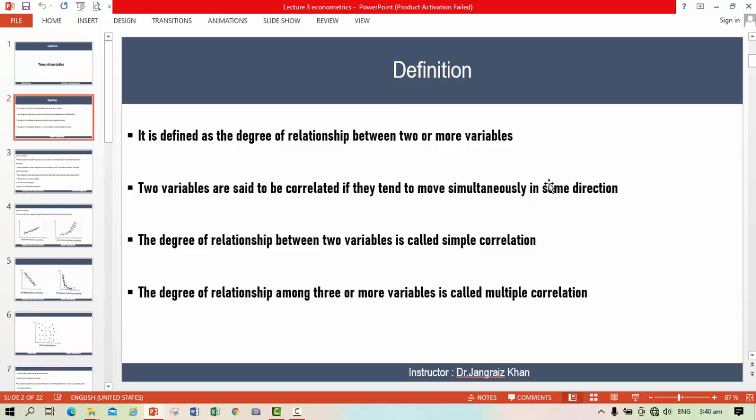If it is between two variables, we call this simple correlation. For example, the price and quantity supplied. If we find the degree of relationship between price and supply, then it is simple correlation. Similarly, the degree of correlation among more than two variables is known as multiple correlation.